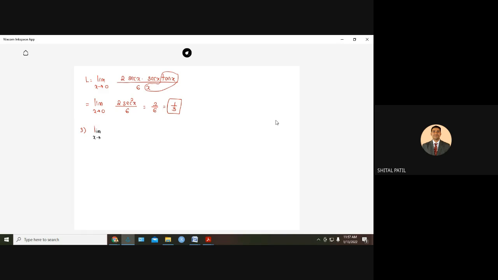Limit x tends to 0, e raised to x minus 2 cos x plus e raised to minus x, divided by x sin x. Yes. Solve it and tell me what the answer is.